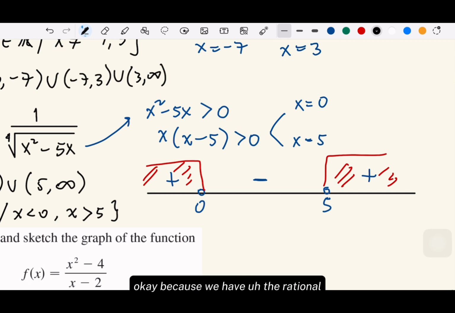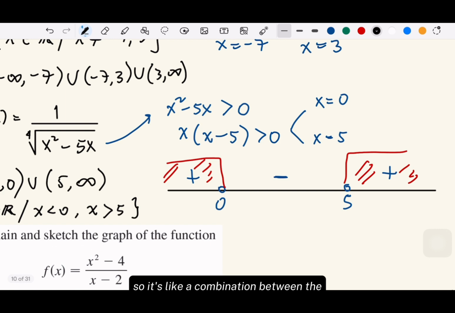Because we have the rational, we are not equating this to 0, right? Okay. So it's like a combination between the 1 over x and the square roots.